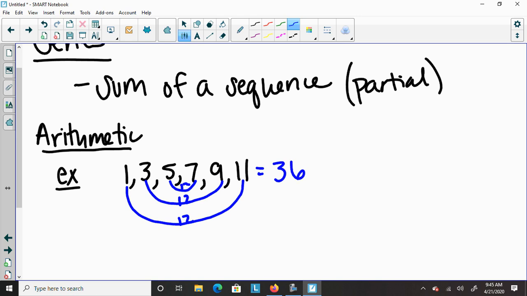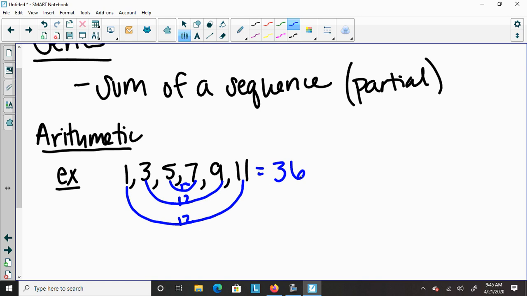It makes it a whole lot easier to add up these series rather than having to go through and type in 1 plus 3 plus 5 plus 7 plus 9 plus 11, which is fine if you have like 6 numbers, but if you had like 100 numbers in an arithmetic series, you don't want to have to do that. So what we can do is, using what we just figured out, we can make the equation that we use all the time for arithmetic series.